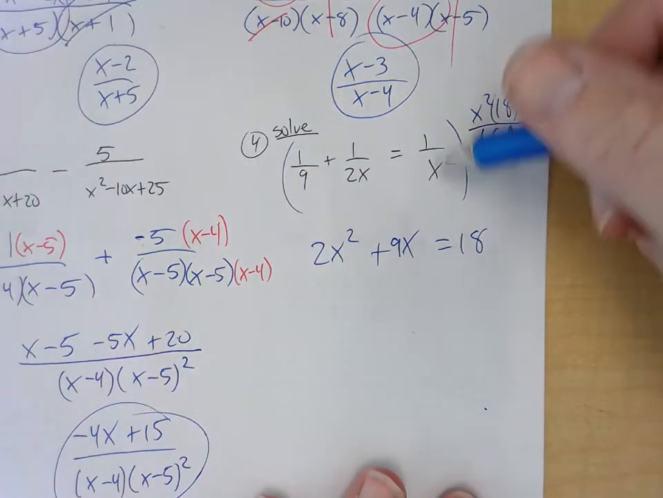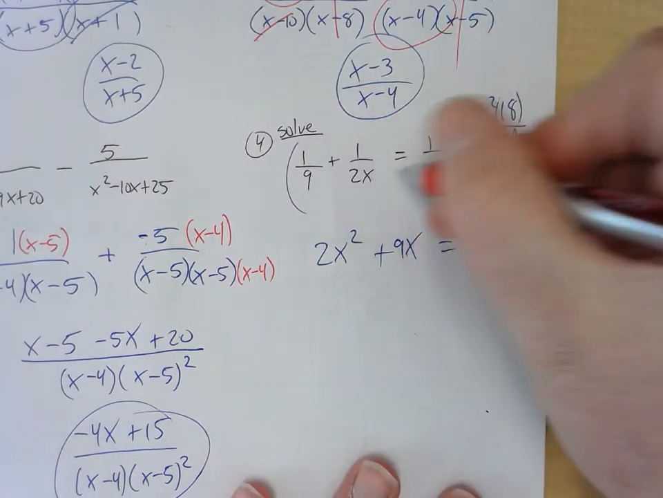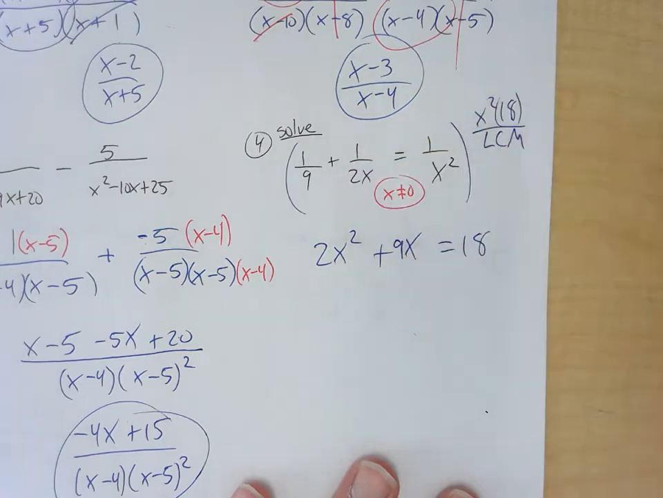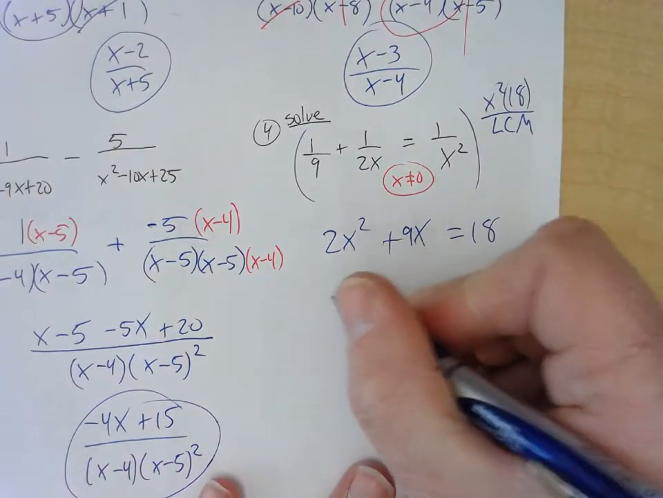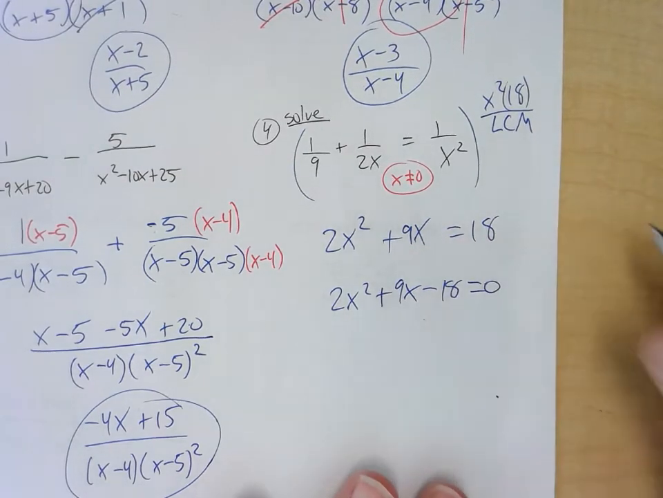Oh, for this I do need to think about the restrictions because I'm solving. And x can definitely not be 0. So x cannot be 0. That would cause a division by 0, which would be an issue. Move the 18 over, so 2x squared plus 9x minus 18 equals 0.